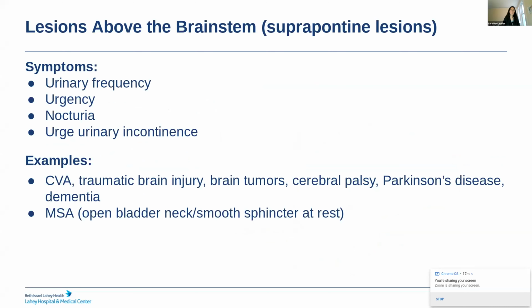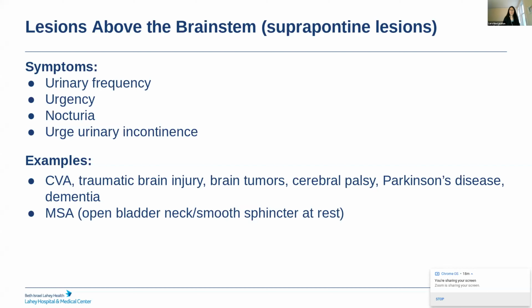What does that actually look like? What would the patient complain of? They'll complain of overactive bladder symptoms such as frequency, urgency, nocturia, even urge urinary incontinence. And neurologic examples of these are a CVA, traumatic brain injury, brain tumors, cerebral palsy, Parkinson's disease, and dementia.